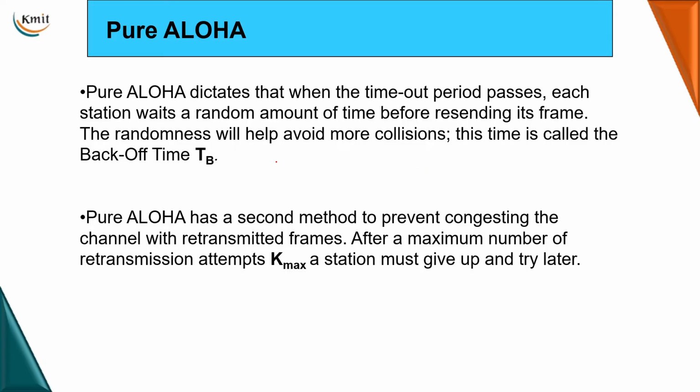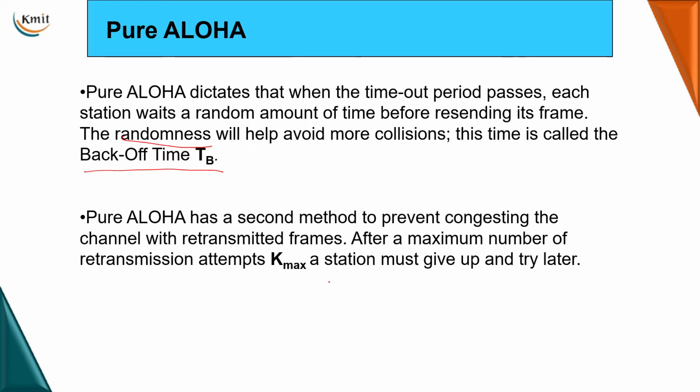Rather, it will wait for a random amount of time and then later it will transmit. While it was waiting during that random amount of time, the other station can send the data and the frame may avoid collision. So this random amount of time that the station is able to wait is called the back off time.